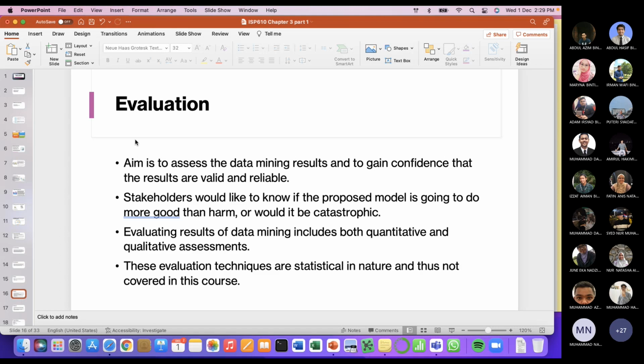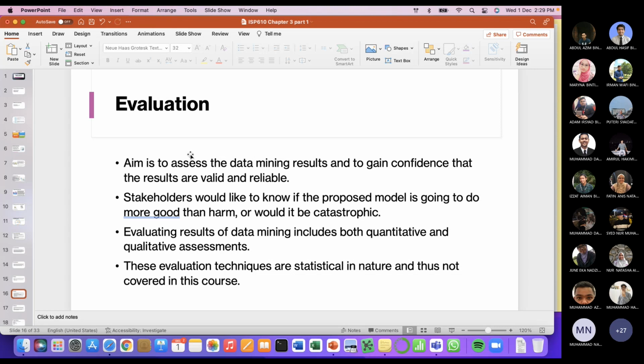And after modeling, we will do evaluation. So the aim of this evaluation is to assess the data mining results and to gain confidence that the results are valid and also reliable. Okay, and in the evaluation phase, you must involve the stakeholders too, because stakeholders will have the final say.